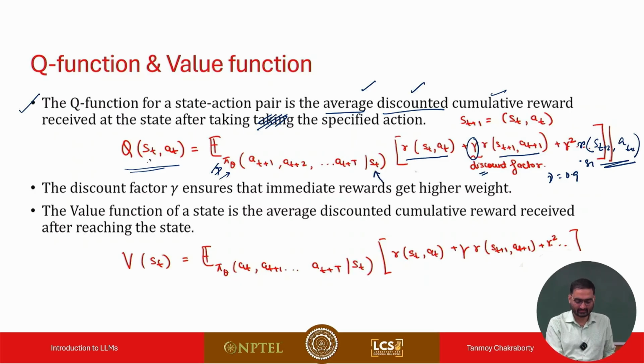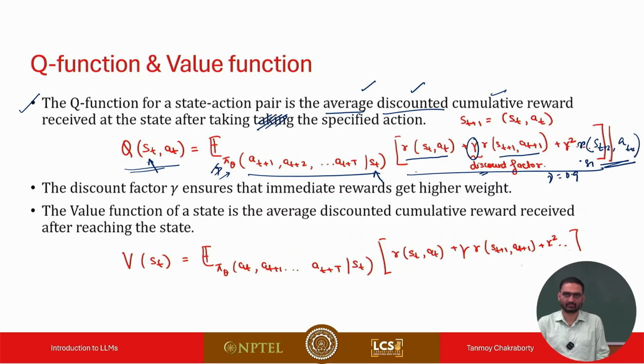Let's say st is the current state for the word Taj, and the action is the word Taj. And what are these sequences? The sequences can be: Taj Mahal is located in West Bengal, Taj Mahal is located in Agra, Taj Mahal is located in Mumbai, and so on and so forth. These are all sequences. Now for every sequence you measure this cumulative discounted reward, and you take the average. So this is the Q function.